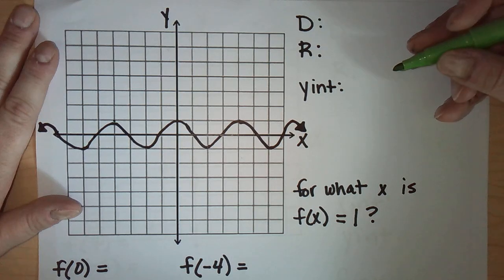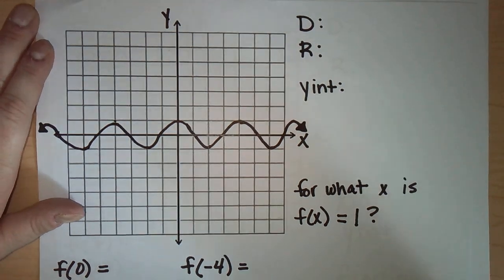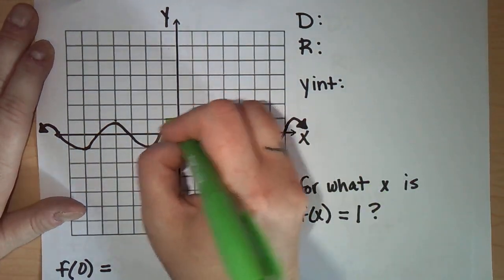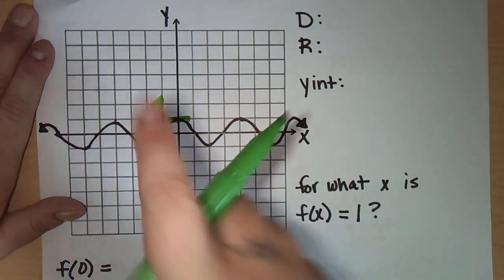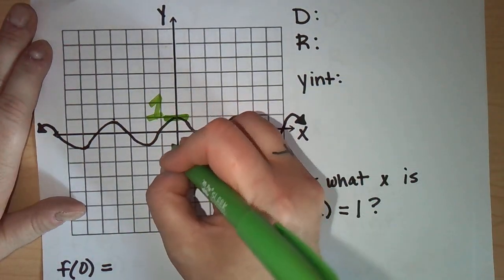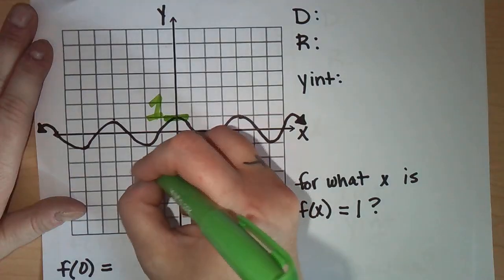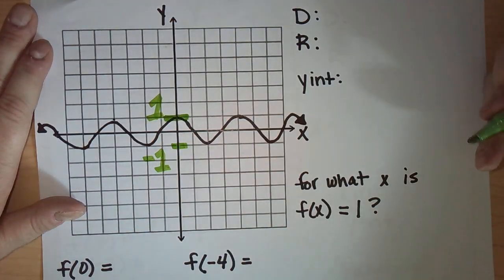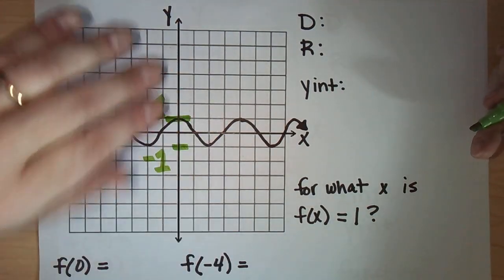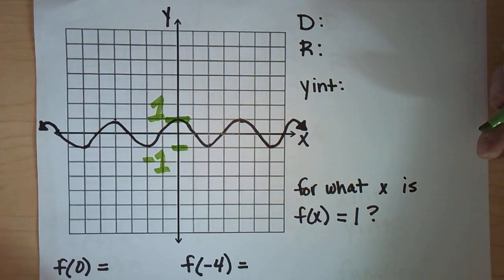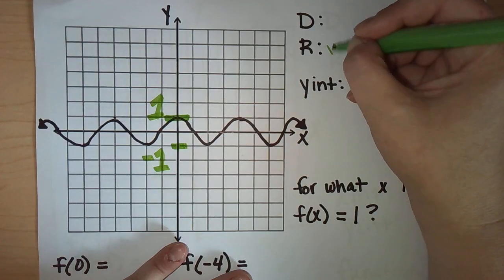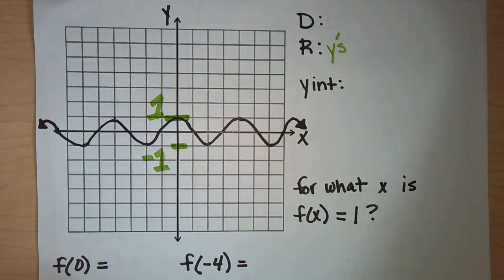Let's look at what the highest y value is. The highest y value is a number 1. Okay? What's the lowest value? Lowest y value. That's a -1. What am I describing when I'm talking about the y's? Domain or range? The range. So the range is the y's.